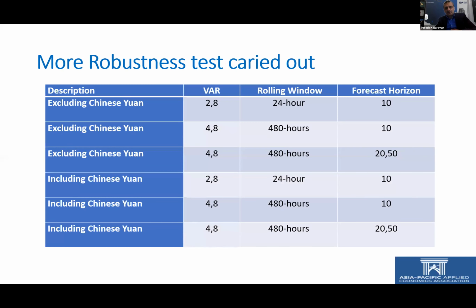We do a whole range of robustness tests, which I don't want to talk about because we don't have the time for that. But just to add to this, we estimate different VAR models. We estimate different rolling windows of different sizes. We take care of different forecasting horizons. So we cover all the angles from the point of view of robustness, as has been done in the literature. So we do all that.